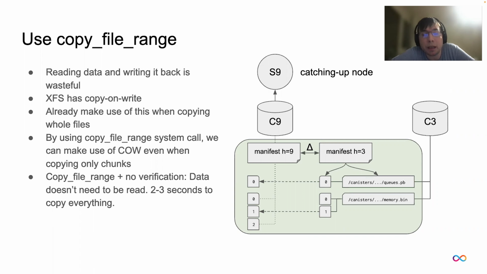And what's particularly powerful is this combination of copy file range and no verification. Because if you do both of those, there's no need to read the data at all. All you need to do to copy the chunk is you give it one call to copy file range, and the file system does the rest. Now, it turns out that if you do both of them, the entire copying phase of state sync is now 2 to 3 seconds for a large state.